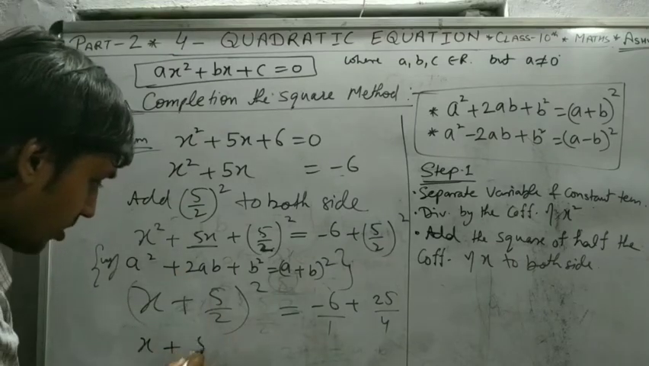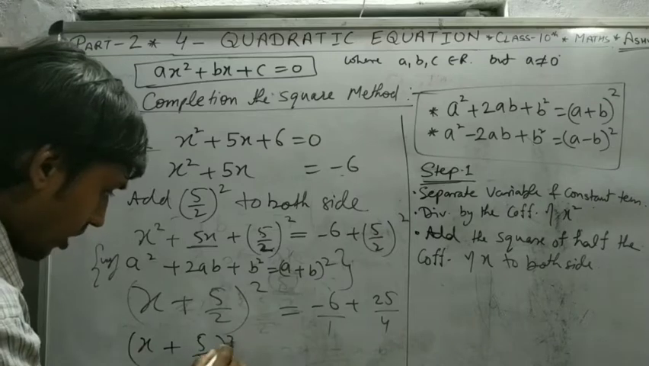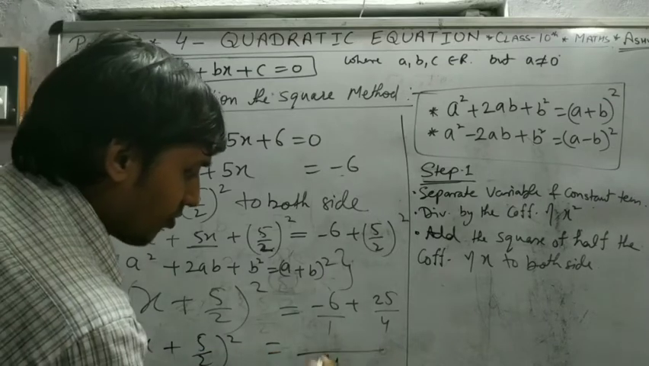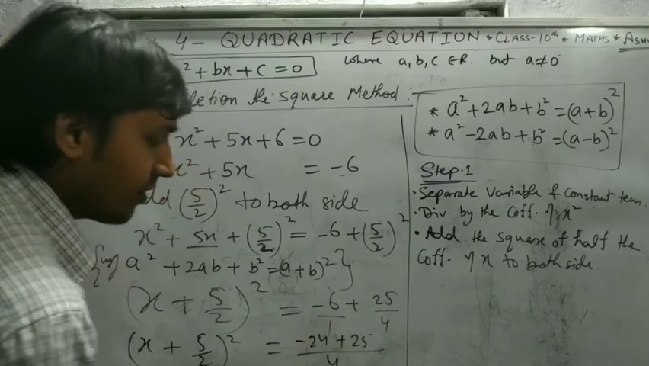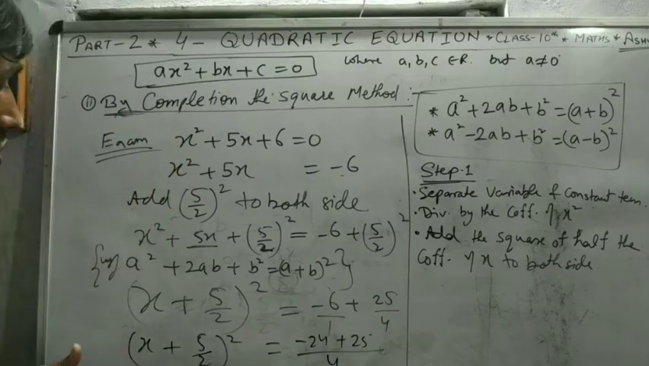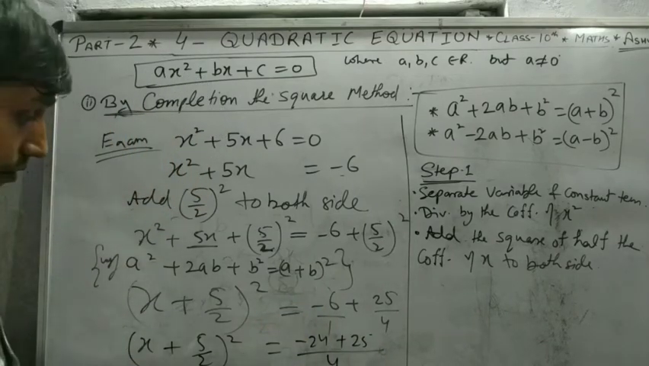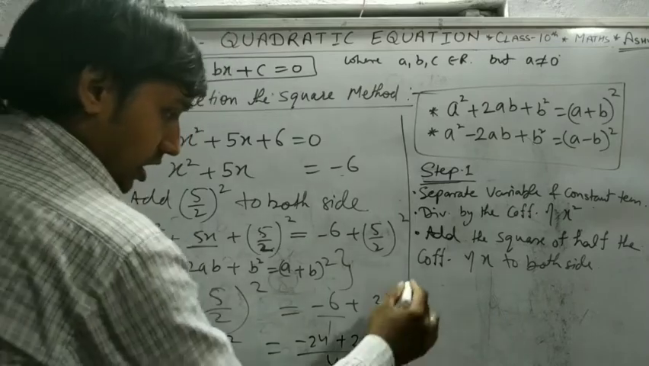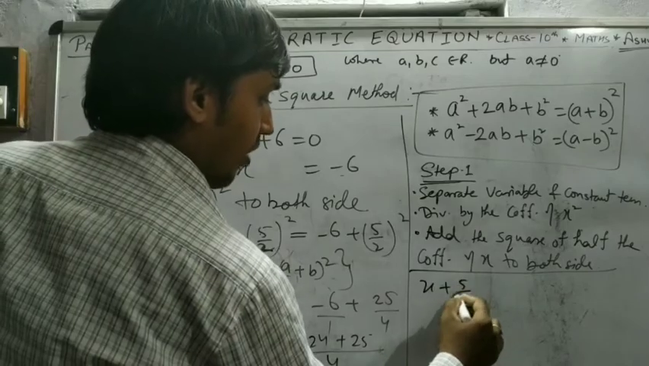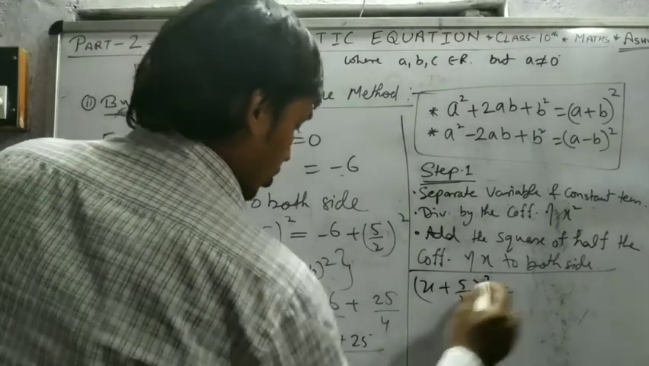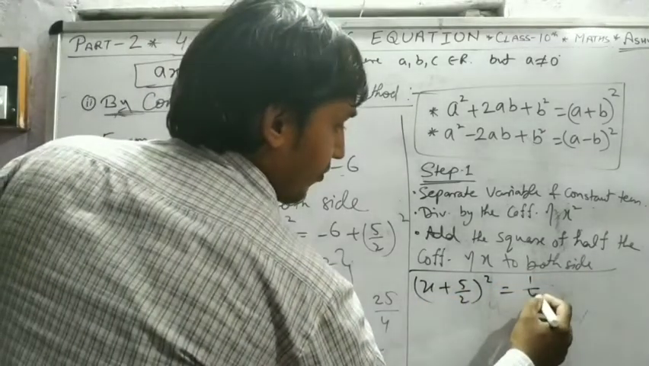Then x plus 5/2 whole square. Take the LCM, 4: minus 24 plus 25. So we have to solve here. X plus 5/2 whole square, you get 1/4.